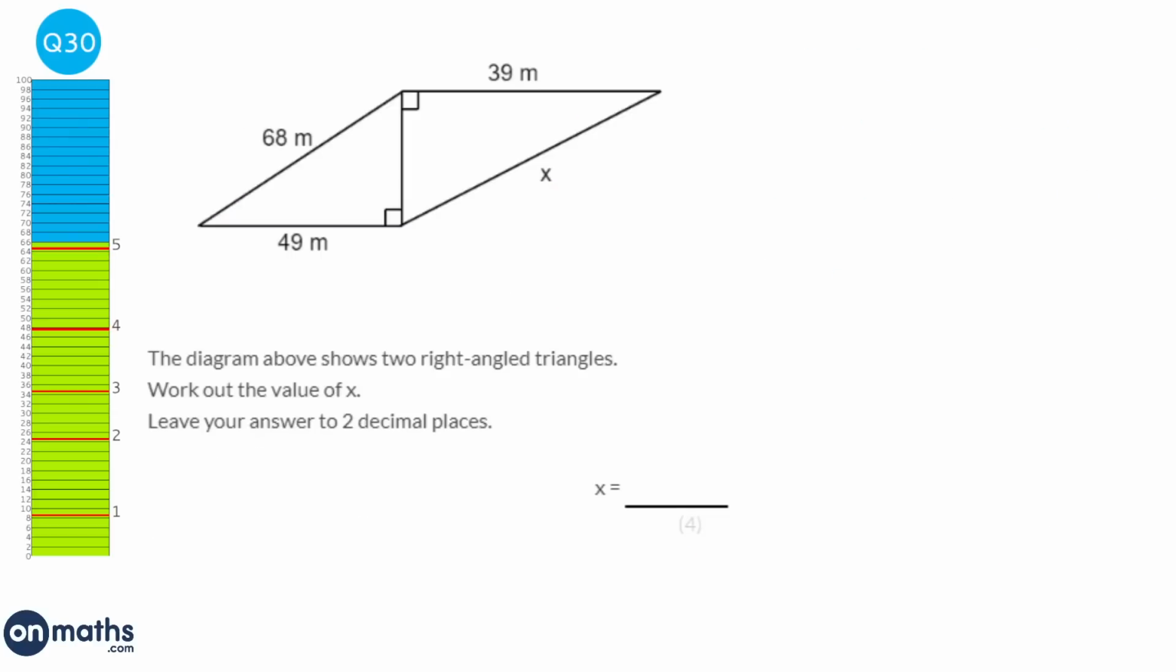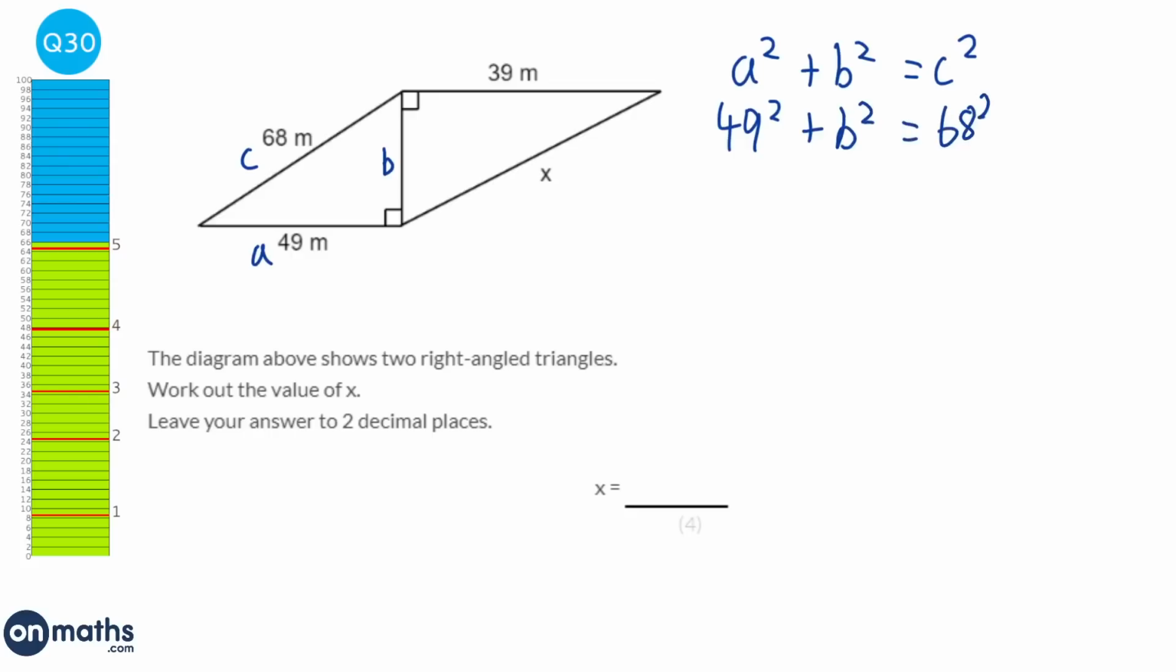We can't work out what x is straight away, but we can find this value here. And we know with Pythagoras we can find a third length if we've got the other two in a right angle triangle. So a squared plus b squared equals c squared. And a and b were labelled. C is always opposite the right angle. So it'd be 49 squared plus b squared equals 68 squared.